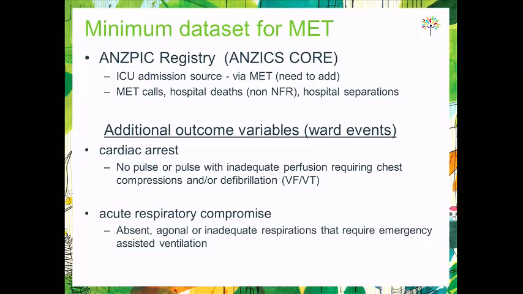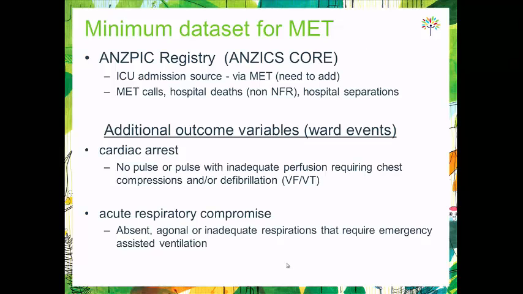There's a small section within that database that focuses on a little bit of data about the recognition and response to deterioration, where they essentially ask for data that occurred over the year. What was reported there was the number of MET calls and the number of hospital deaths that were non-NFR deaths, and I think separately, when they're referring to hospital mortality, they refer to hospital separations as the denominator. So we already have a little bit of data there.